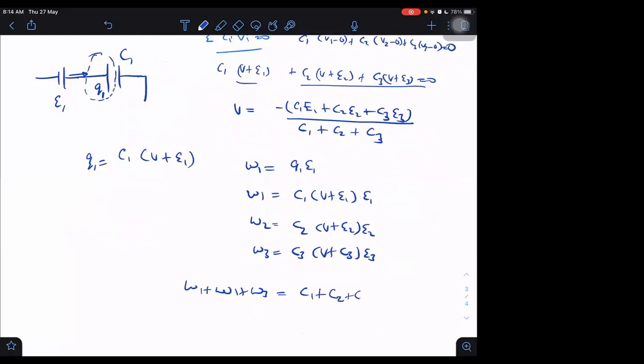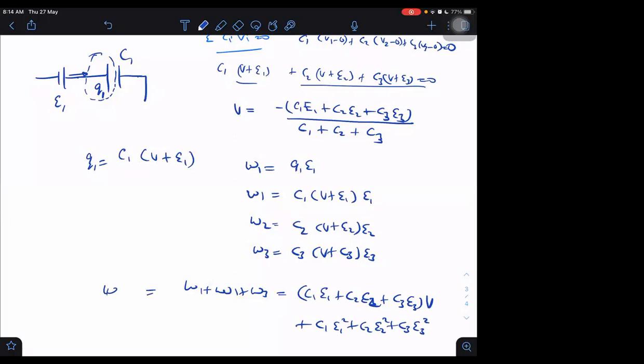C1 plus C2 plus C3 whole into V. Plus C1 E1 plus C2 E2 plus C3 E3, whole multiplied by V, plus C1 E1 square plus C2 E2 square plus C3 E3 square. That is our net work done by the batteries.